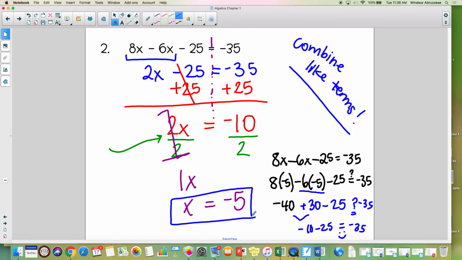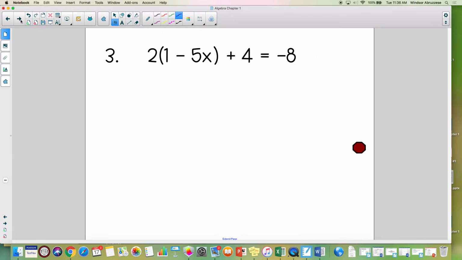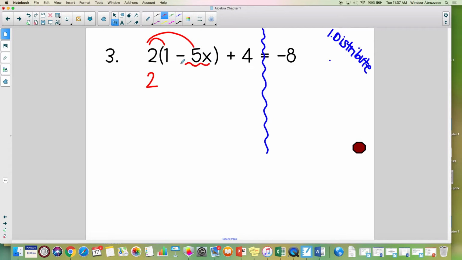The last example, number 3, is 2 times the quantity of 1 minus 5x, plus 4, equals negative 8. So again, we want to organize the left side of the equation, as we've got a lot going on here. We are first going to distribute. We want to eliminate those parentheses. So I'm going to distribute my 2 to just what's inside the parentheses. 2 times 1 is 2. 2 times negative 5x is negative 10x. And then bring everything else down.